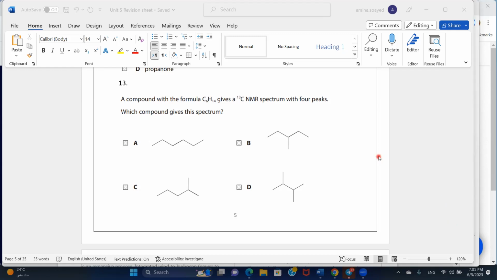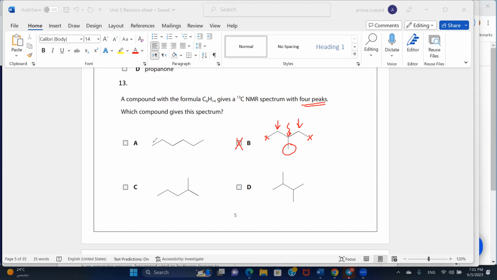Sarah, excellent. Muhammad, excellent. So the answer is B, because we want 4 peaks. It means 4 different environments for carbon. So here, these 2 have the same environment. These 2 have the same environment. This has a third environment, and this has a fourth.